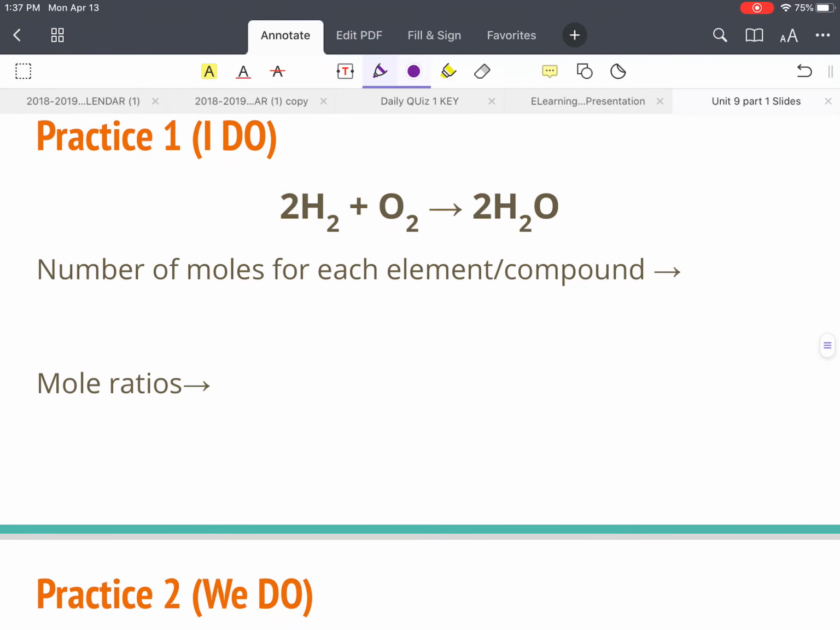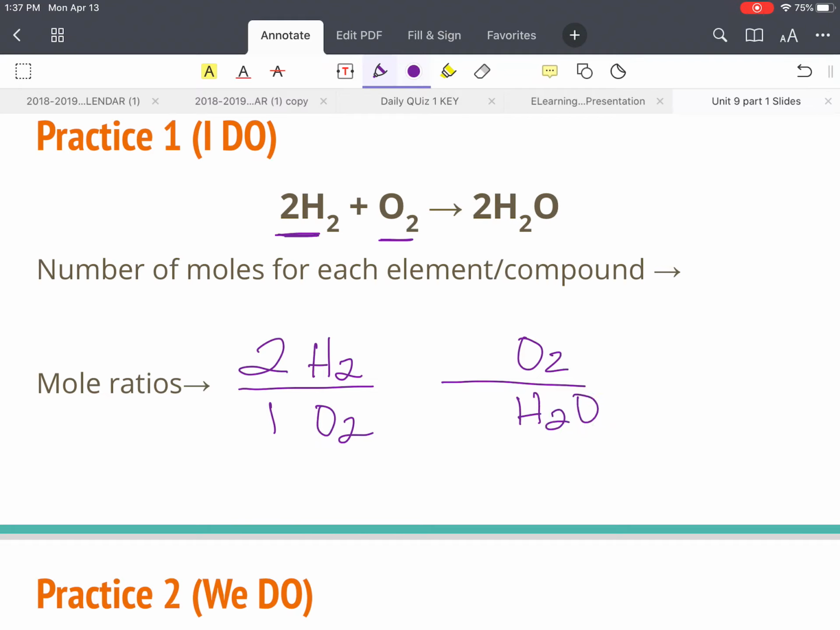For a mole ratio, let's say I want to know how many hydrogens there are to oxygens. I'm just going to look and say, in front of hydrogen, there's a 2, and in front of oxygen, there's 1. That's a mole ratio. What if I wanted to know oxygens to water? I'd look again in front of oxygen. There's a 1. In front of water, there's a 2. What if I wanted to know water to hydrogen? There's a 2 in front of water, and in front of hydrogen, there's a 2.